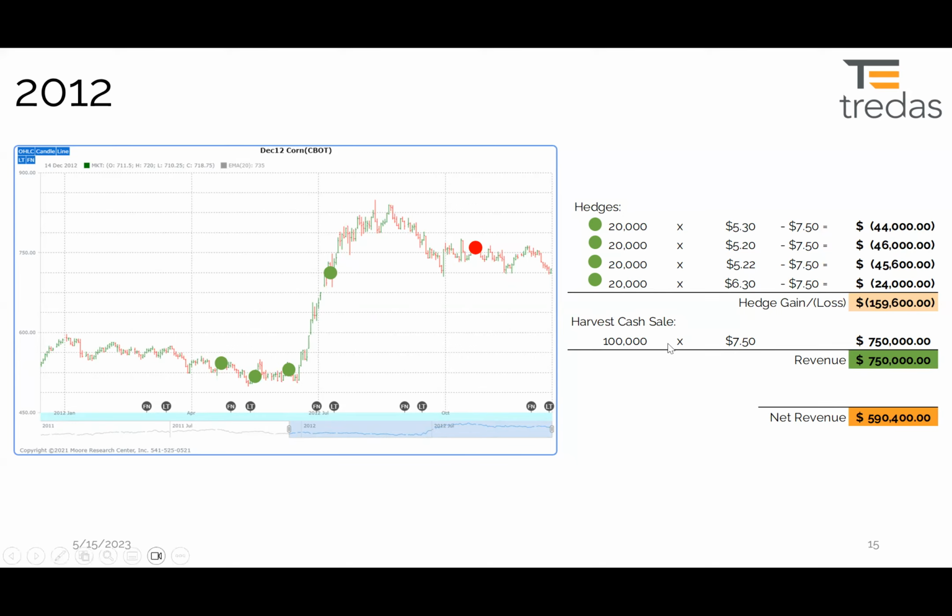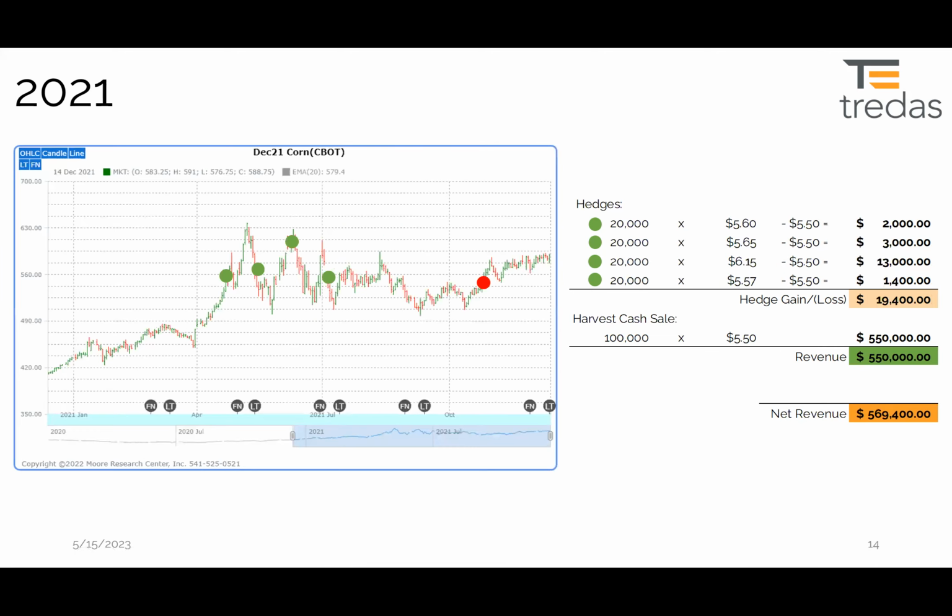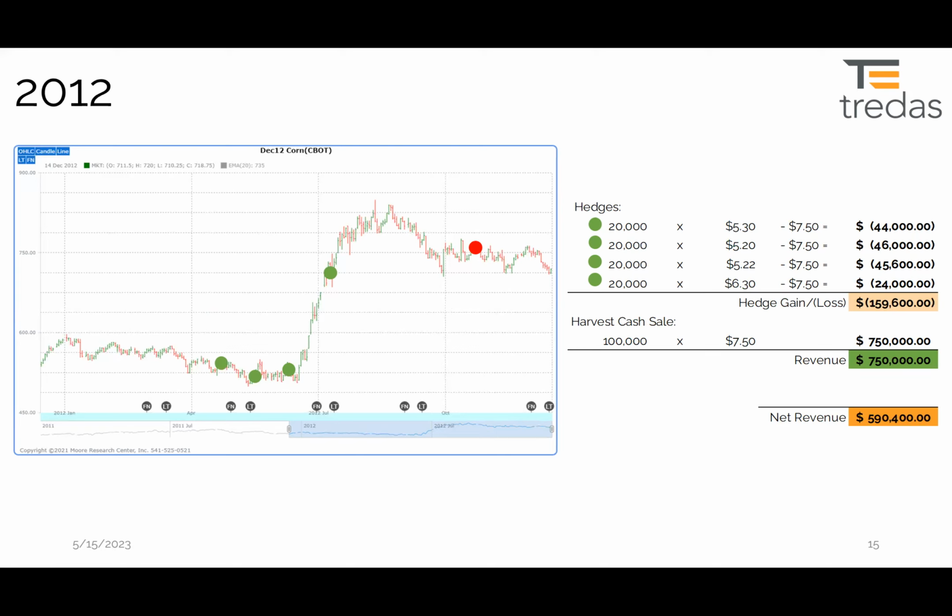So we go sell our 100,000 bushels at harvest at 7.50. And we had a hedge loss of 159,600, which was all the hedge levels versus the current market of 7.50. And so total net revenue for the farm was 590,400, which if you look back to 2021 was 569. So just comparing those two markets, 2021 had a small hedge gain with a total net revenue of 569. 2012 would have had a pretty sizable hedge loss, but the total net revenue, including the hedge loss, was still higher than the 2021 example.